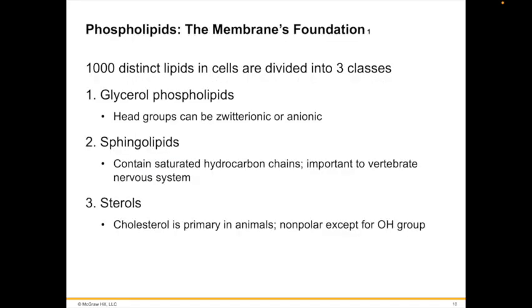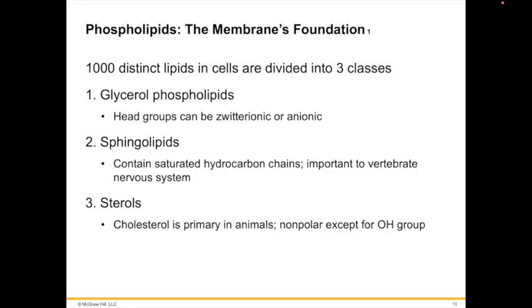Lipidomics is a field defining the biological function of lipids and is revealing a significant diversity of membrane lipids. Although there are over 1,000 distinct lipids defined in cells, we can organize them into only three classes: glycerol phospholipids, sphingolipids, and sterols such as cholesterol. The classical phospholipid bilayer consists of a combination of glycerol phospholipids and sphingolipids.